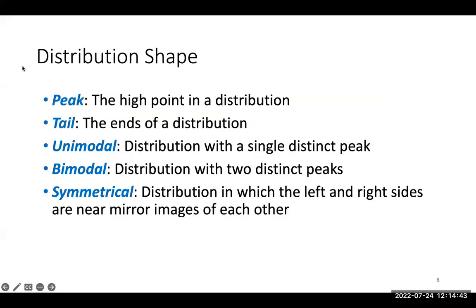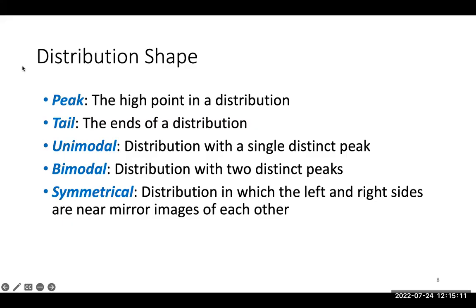When we are looking at the distribution shape of a histogram, we really want to look at a few important characteristics. First one is peak. So is there only one peak in the distribution? A peak is a high point in the distribution. What's the highest value? The tail is the end of the distribution. So every histogram shape has 2 tails, right? It has one at the very beginning and one at the very end.